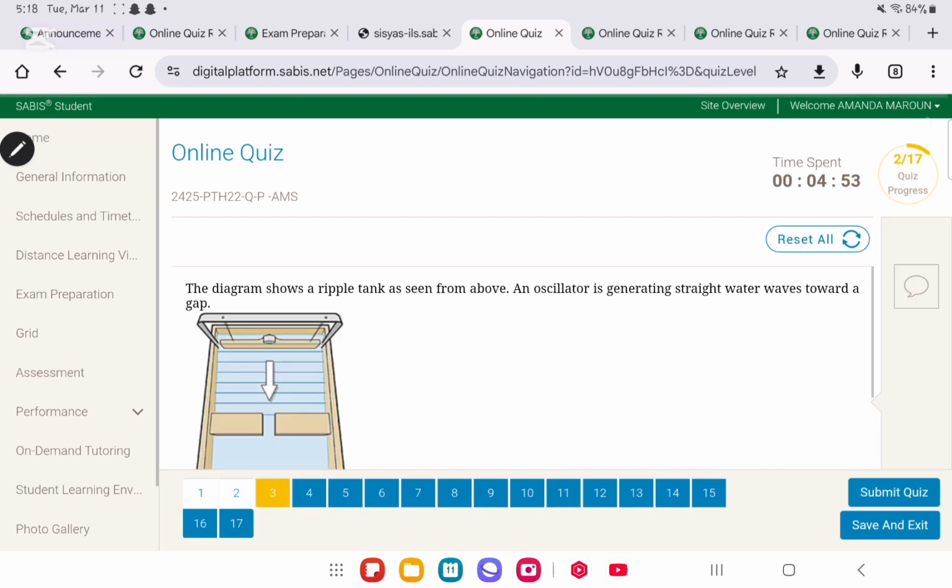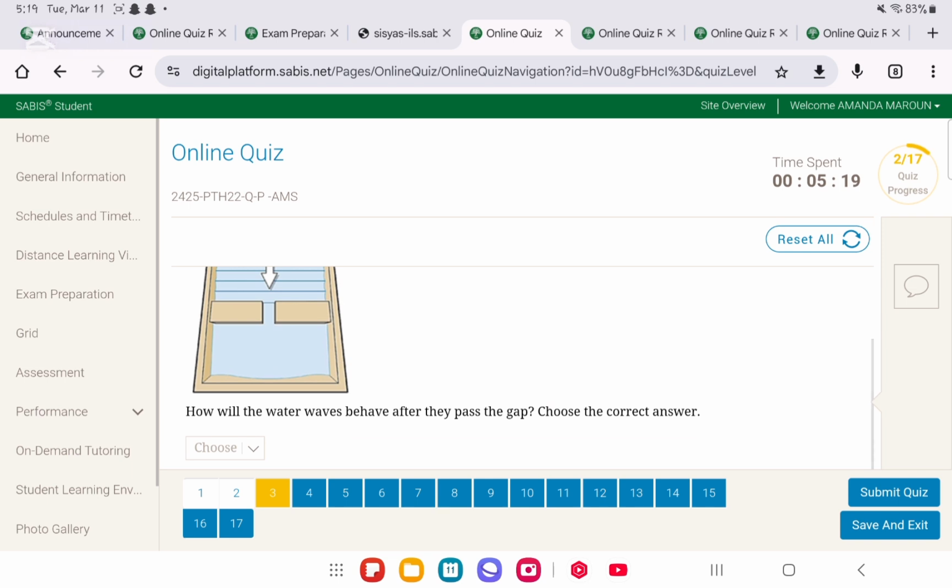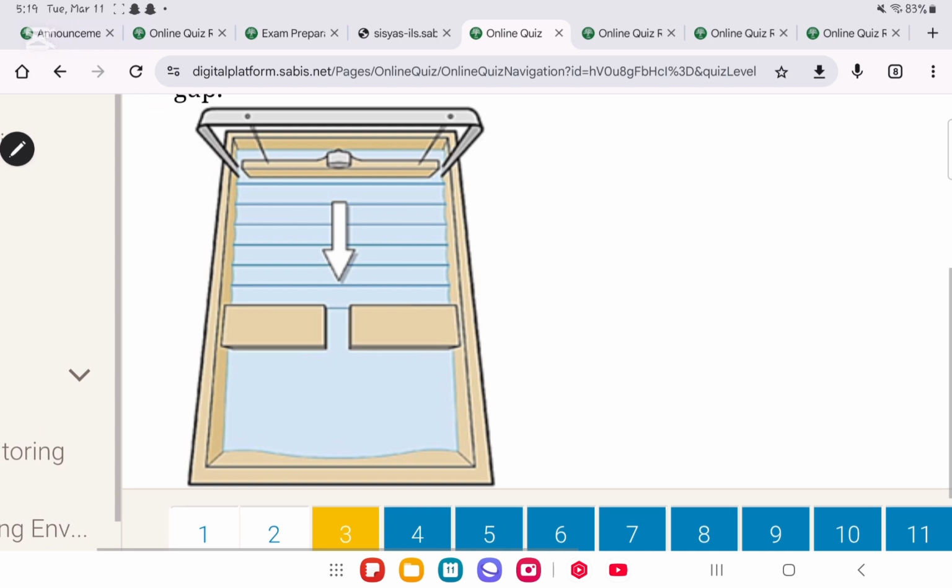We move on to question number 3. In question number 3, they said, the diagram below shows a ripple tank as seen from above. An oscillator is generating straight waves towards a gap. Now, what you need to know is that mechanical waves, which are the waves that need a medium to propagate through, when they pass through a gap, will automatically diffract. So what's going to happen is that this small space is going to change the shape of the wave, so it will come out curved, like this.